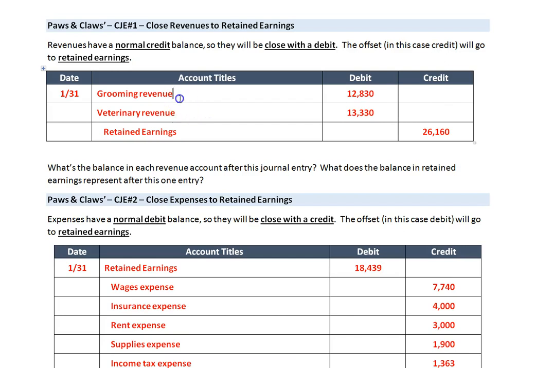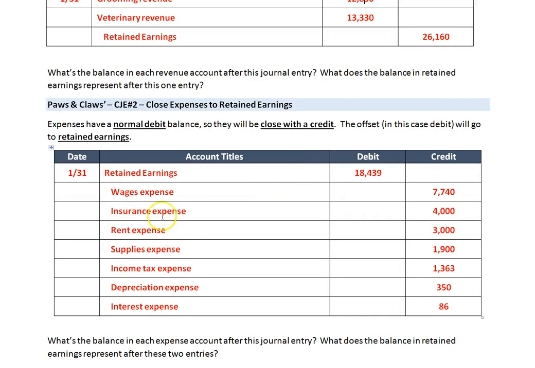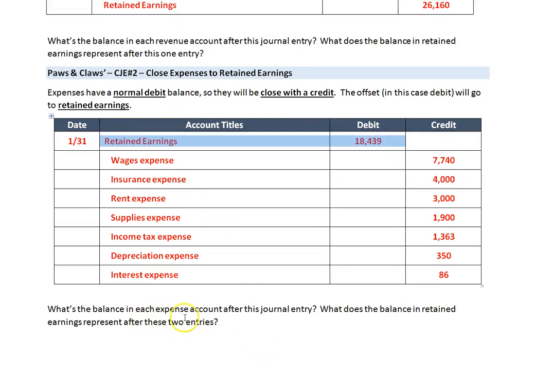So important, revenues had a normal credit, so we close them out with a debit. Expenses have a normal debit, so we close them out with a credit. The offset goes to retained earnings. So what's the balance in each expense account after this? 0. We've zeroed out each one of these expense accounts.